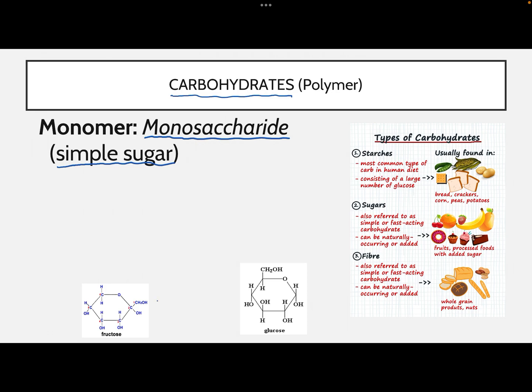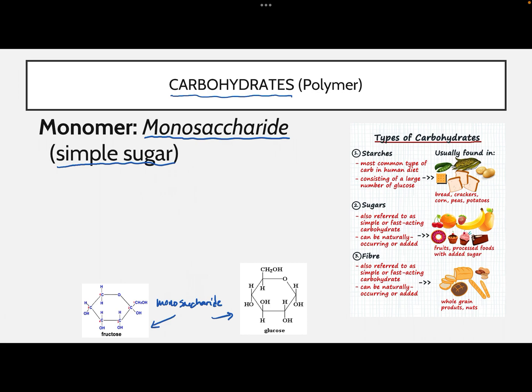These are two examples of monosaccharides down here. So the one on the right is a glucose molecule. That's a type of sugar. On the left is a fructose molecule. That's another type of sugar. If you put these simple sugars together, you get a polymer, and you can put them together in really, really long chains. And those longer chains are called complex carbohydrates or polysaccharides.